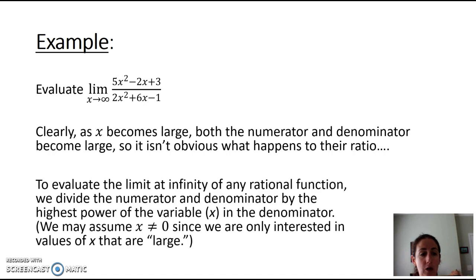So here's what we do. To evaluate the limit at infinity of any rational function, which is like a fraction function, we divide the numerator and the denominator by the highest power of the variable, which is typically x, of the denominator. We get to assume that x isn't 0 because we're only interested in values of x that are large, and 0 is not large. We can do this because on a fraction you can do whatever you want to the numerator as long as you also do it to the denominator.